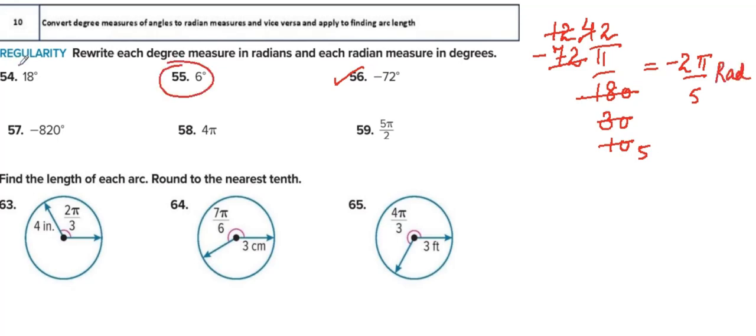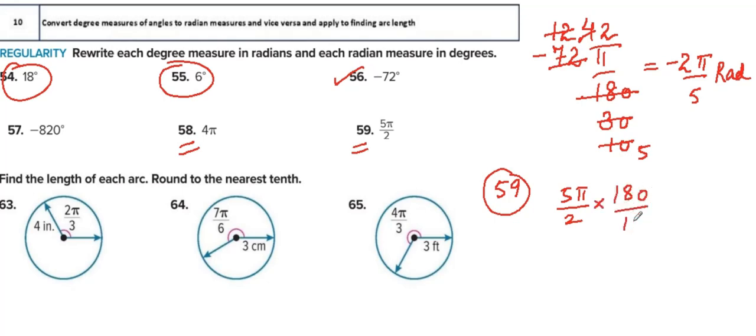Similarly, 55 and 54, multiply by 180 over pi and simplify. And 58 and 59: 59 is simple, 5 pi by 2. Just multiply by the reciprocal, 180 over pi. Pi and pi cancel out. So if you simplify, 180 divided by 2 is 90, and 90 multiplied by 5 is 450 degrees. So this is in degrees. So that's it.